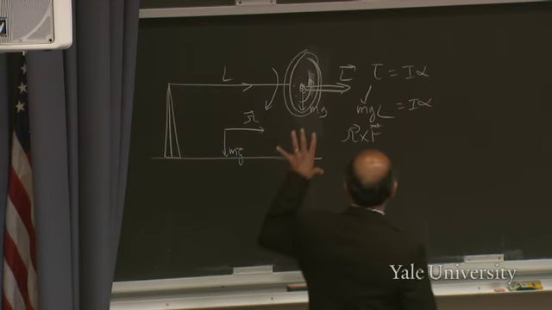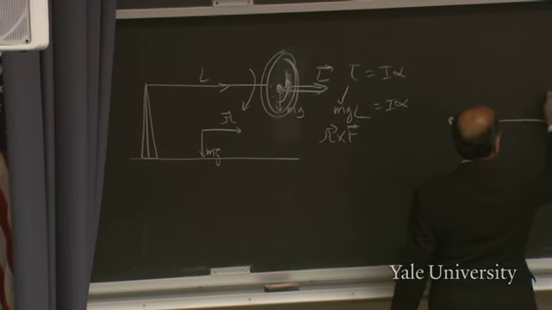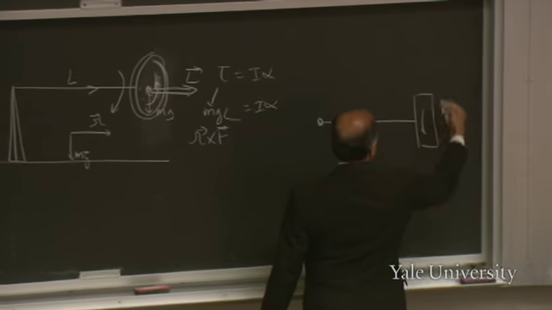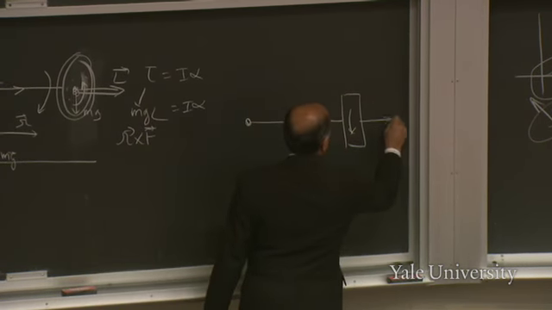Let me look at the top view of this gyro. The top view of the gyro is like this. This is the top of the tower. Here is my gyro. It is spinning as seen from the top like this. And it's got an angular momentum L in this direction.